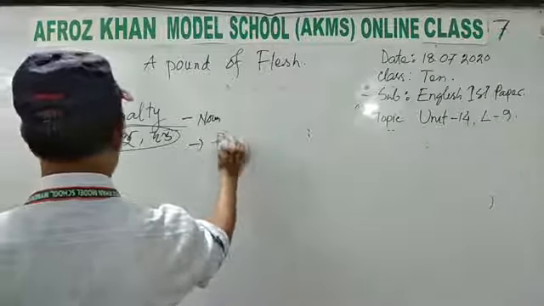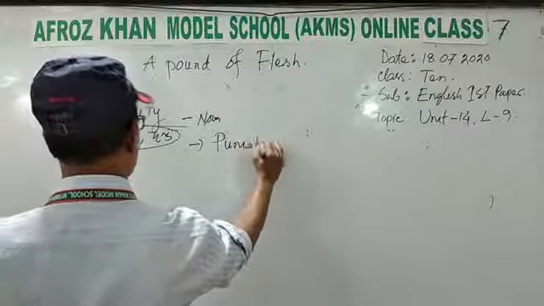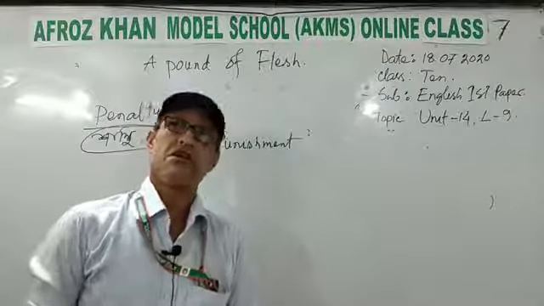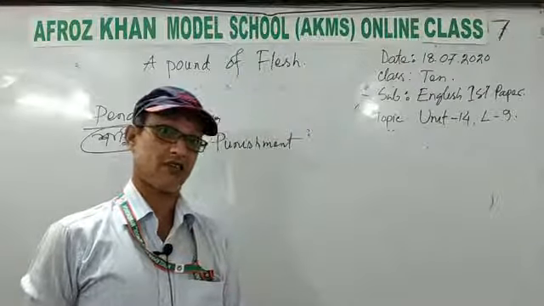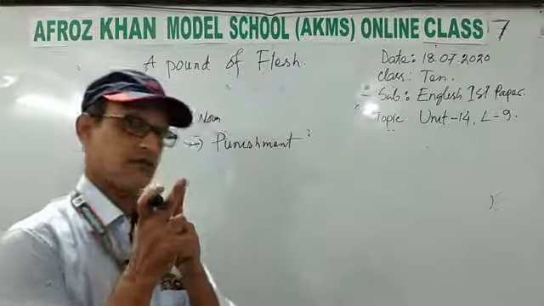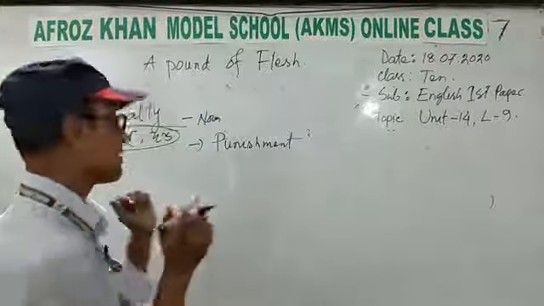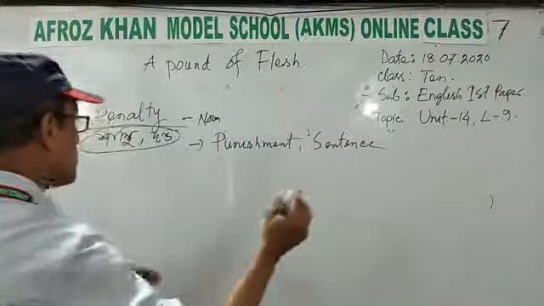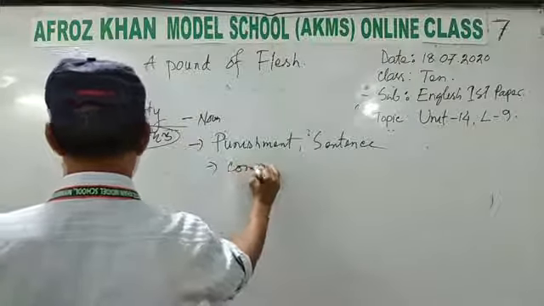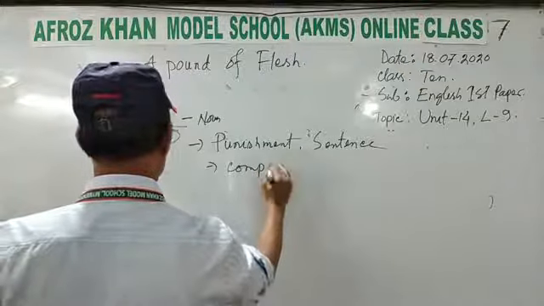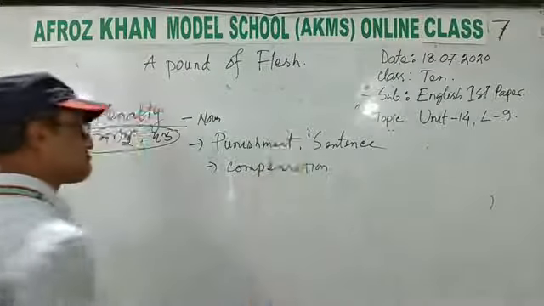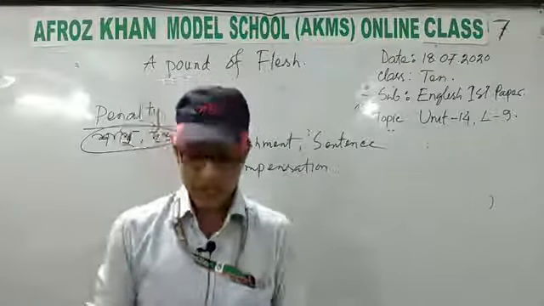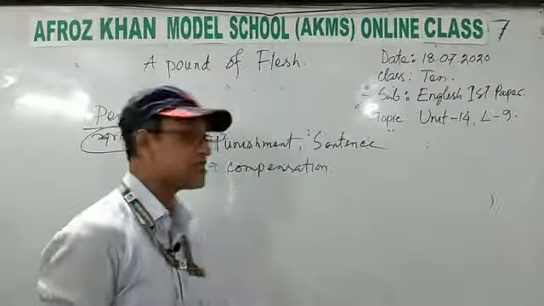You can write punishment. Sometimes you may hear, "the criminal was sentenced to death." So what is the meaning of sentence? Another meaning of sentence is dondo or shasti. Sentence. You can also write compensation. These are the synonyms of penalty. Okay, dears, these words may be difficult for you, and these are the important words of this passage.